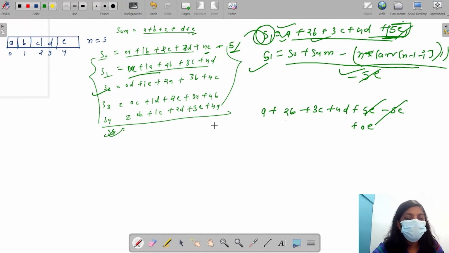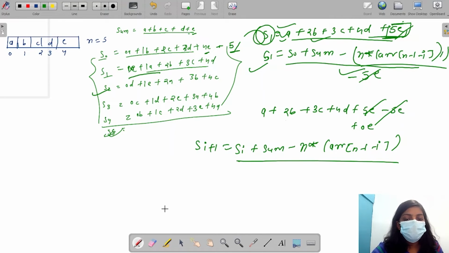So now my formula is what? To find S of i plus 1, here let's say i is 0. I have to add S of i to the sum, and I have to subtract n into ARR of n minus 1 minus i. Okay?